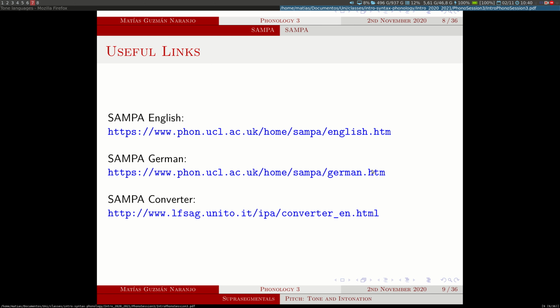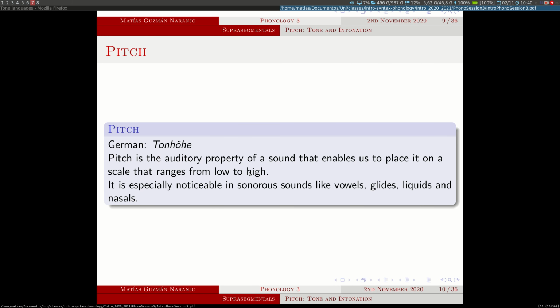And if you're interested, you should check out these links to see how you can transcribe English or German using Sampa. Okay, now to some more linguistic topics. The first one is pitch. This is quite important, and pitch is a property of sound, and it has to do with the frequency of the waves, and it allows us to play sound on pitch ranges from very low to high, and this is most prominent in vowels and glides.